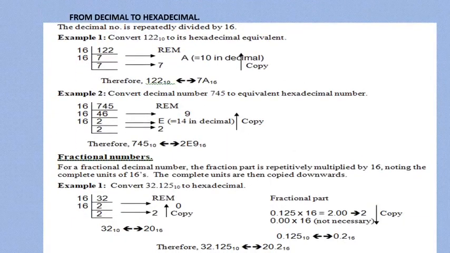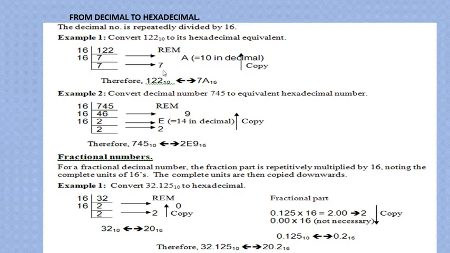Then we have the last part on number systems. We have decimal to hexadecimal. Therefore, the decimal number is repeatedly divided by 16, noting down the remainders, just like I have demonstrated here. Therefore, you just divide, like now, convert 122. This 10 means it's decimal to hexadecimal. You just divide by 16 as you write down the remainders.